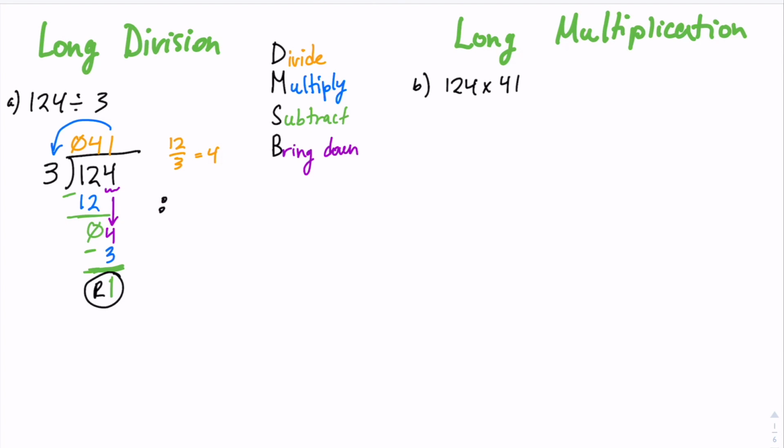So in other words, I'll write this out for you. Therefore, 124 divided by 3 is equal to 41, which is this number, with a remainder of 1. In other words, this is actually equal to 41 times 3 plus 1.